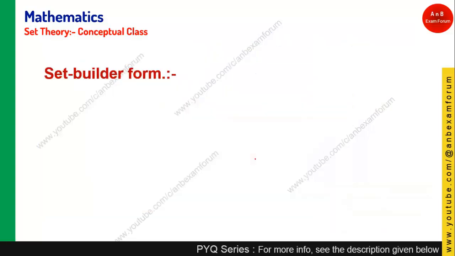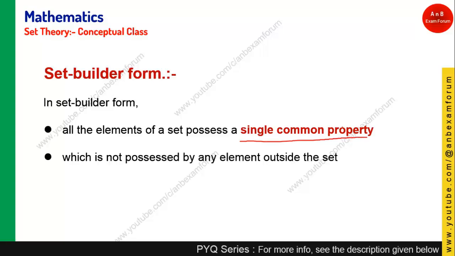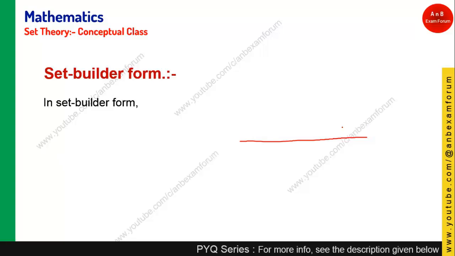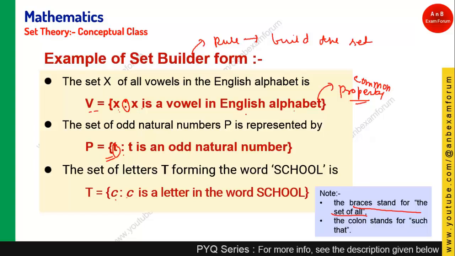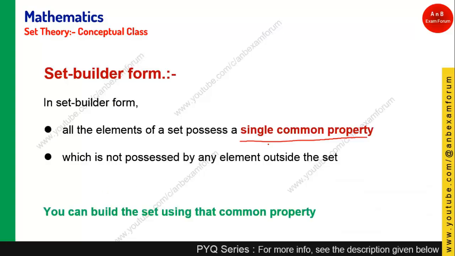Coming to the definition in set builder form, first you should understand there is a rule, and all the elements of the set possess a single common property, which is not possessed by any element outside the set. For example, if we go back, the common property is that x is a vowel, and all the elements in this particular set are vowels, so those will come into this set. Based on this common property you can build the set, that is why it is known as set builder form.